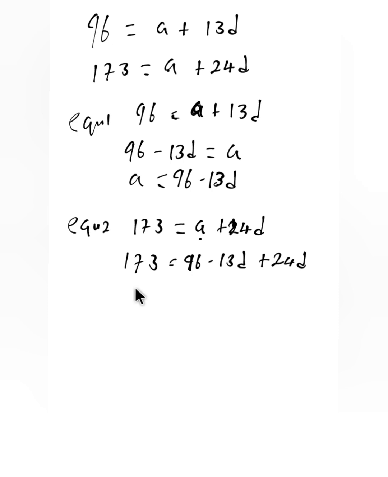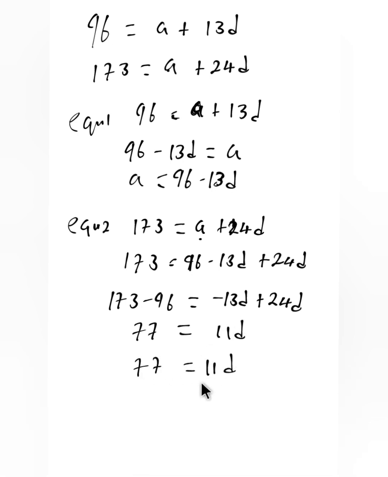Since we have just one unknown, it becomes easy to solve. We collect like terms: 173 minus 96 is equal to minus 13D plus 24D. 173 minus 96 gives us 77, which is equal to minus 13D plus 24D, which is 11D. So since 77 is equal to 11D, we divide both sides by 11. 11 cancels 11 over here, leaving D. 77 divided by 11 is 7. Hence, D is equal to 7. So our common difference is 7.